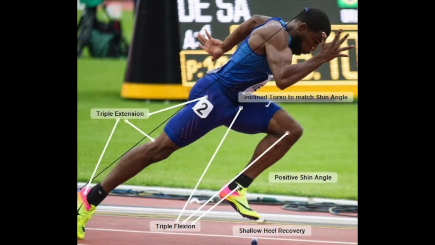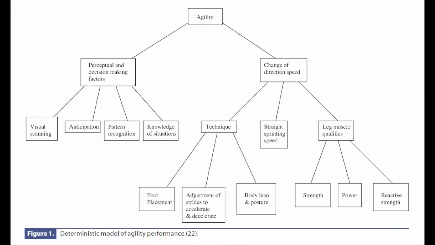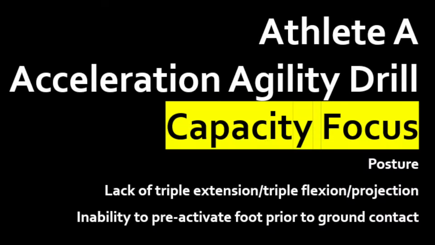Acceleration is typically comprised of relatively longer ground contact times. We see a piston action of the swing leg whilst the stance leg achieves full triple extension. An inclined torso angle matches a positive shin angle, and the heel recovers low with a dorsiflex foot to provide a stiff spring system at ground contact. Furthermore, acceleration is just one of many key determinants of agility performance and is the first drill I'm going to be analysing amongst two different athletes.